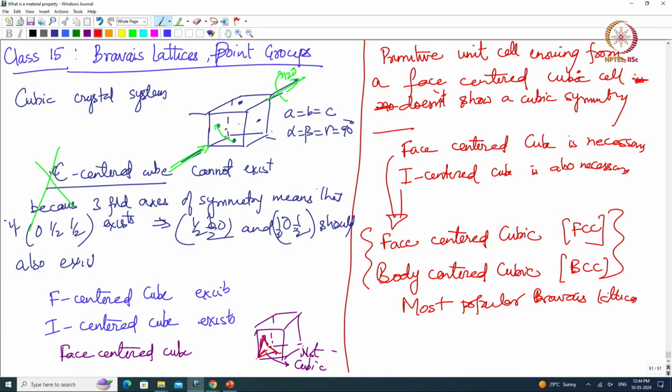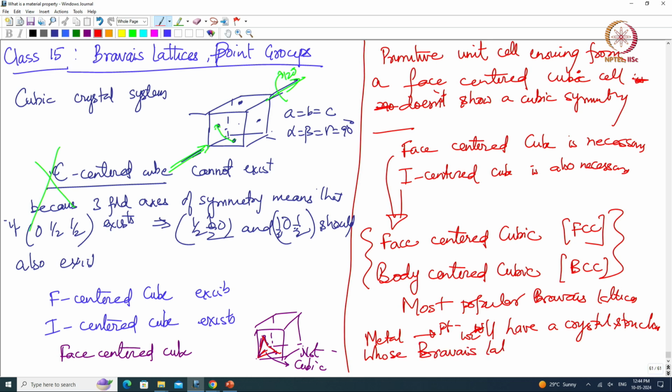Okay. If I take the structure of, let us say, a metal such as platinum, right. Platinum will have a crystal structure whose Bravais lattice is face centered cubic. Okay. So, a lot of metallurgists actually study a lot about FCC and BCC lattices, right. So, this is very popular in metals.